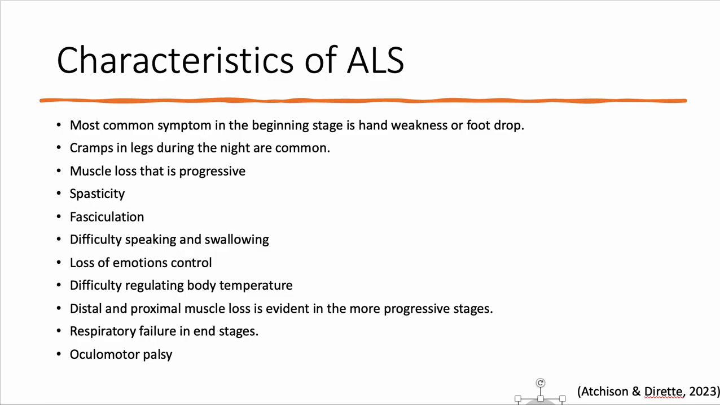also common. Difficulty speaking and swallowing, loss of emotional control, and difficulty regulating body temperature are noted in the later stages, as well as distal and proximal muscle loss, respiratory failure, and ocular motor palsy. Recent studies have indicated that nearly 1/3 of people with ALS demonstrate significant cognitive deficits and reduced executive functioning and planning skills.